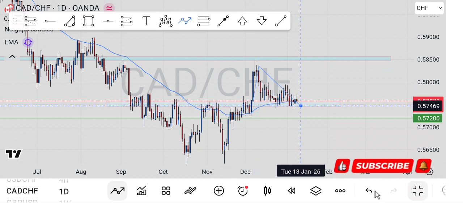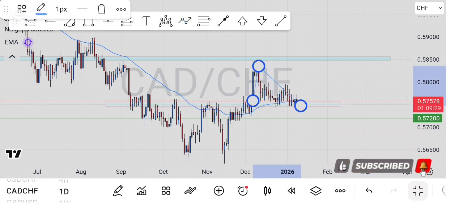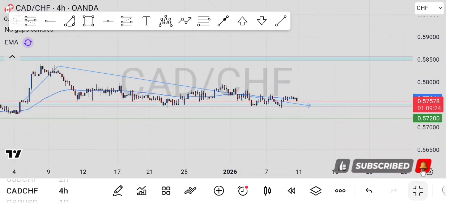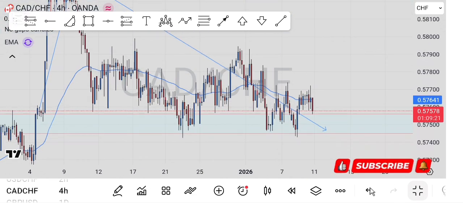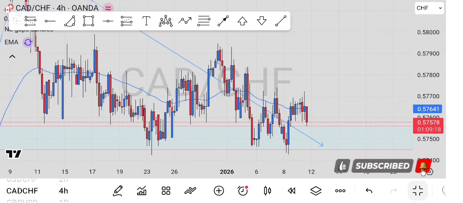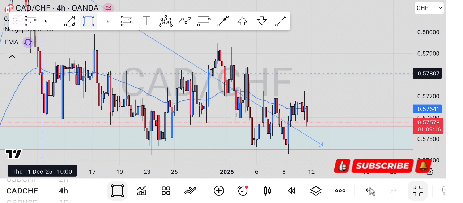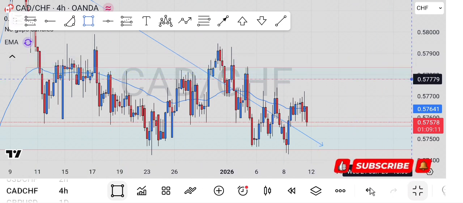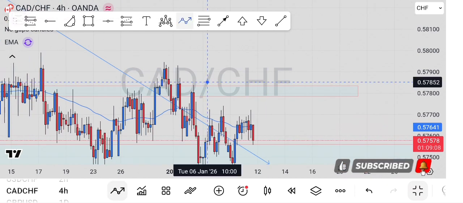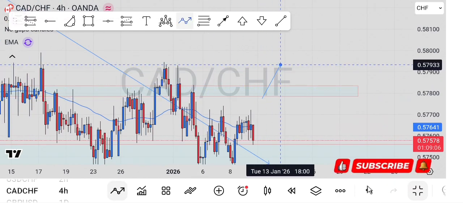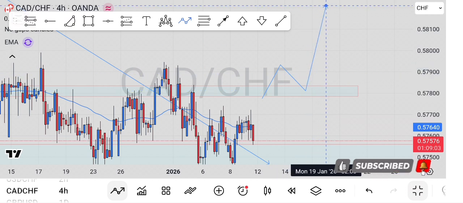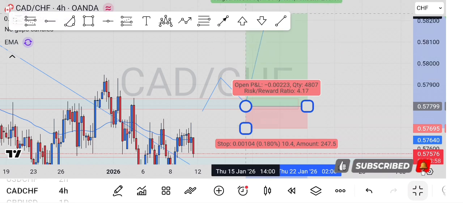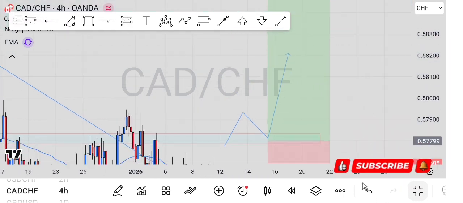But I'm waiting for price to break out from this place in the 4 hours. We're waiting for price to break out from this zone in the 4 hours, so that we have a break and a retest from here. Then I'll be buying from this point here, and then targeting here, while my SL will be somewhere here.